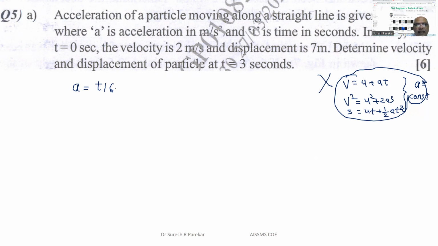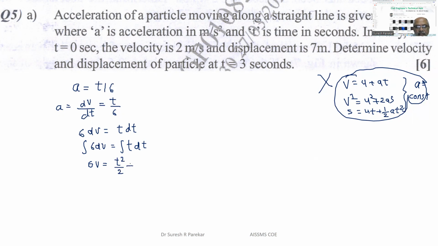And now we will go with A equal to T by 6. So we have A equal to dV by dt equal to T by 6. Rearrange the terms, we will get 6 dV equal to T dt. Now integrate on both sides. So we have integration of 6 dV equal to integration of T dt. Now integrate it. So we have 6V equal to T square by 2 plus C1, I will say.